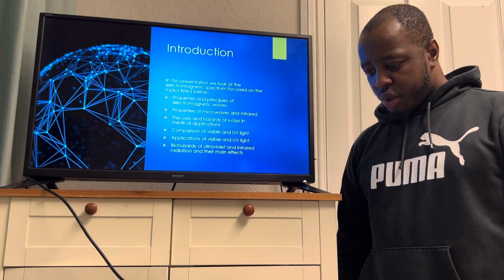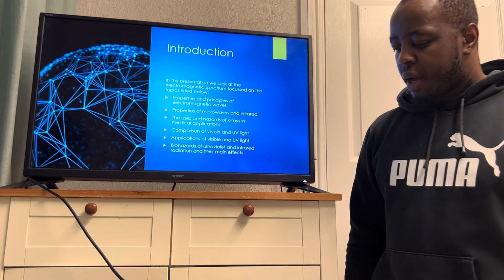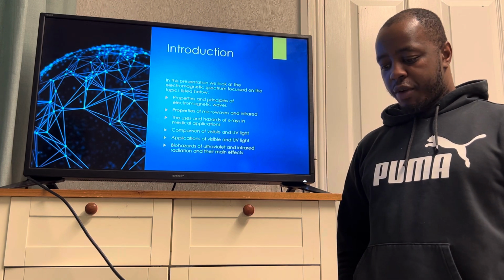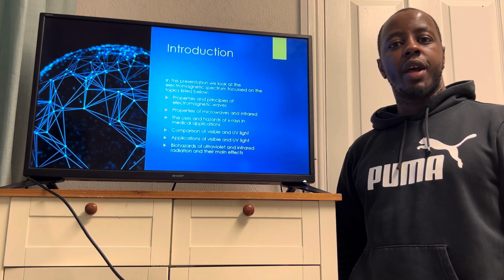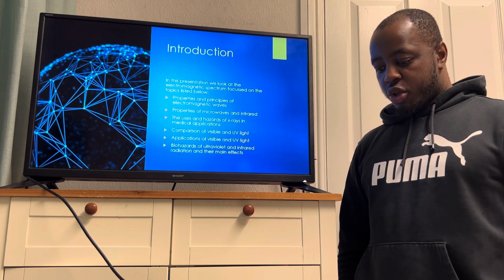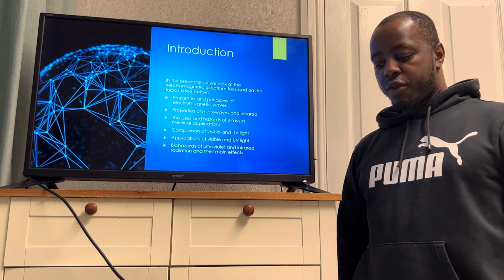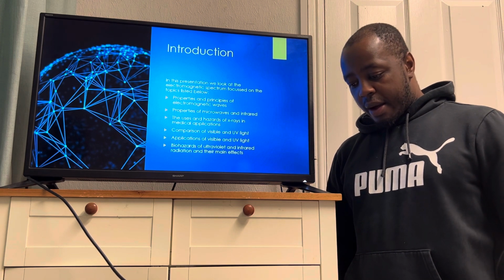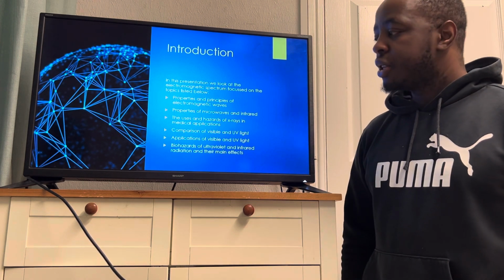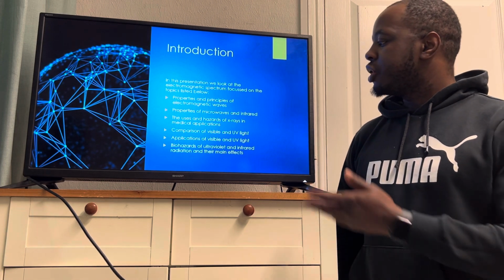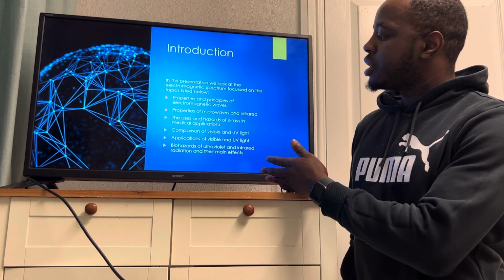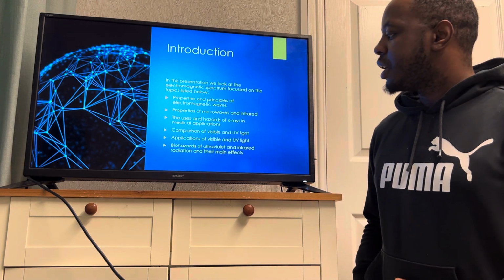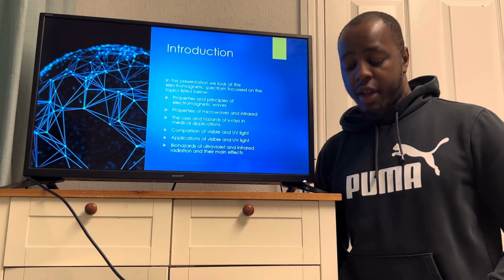So we are going to look at the properties and principles of electromagnetic waves. Then we'll move on to properties of microwaves and infrared. From there, we'll look at the uses and hazards of X-rays in medical applications. Then we'll move on to a comparison of visible and UV light and also the applications. Then finally, we'll look at the biohazards of ultraviolet and infrared radiation and their main effects.